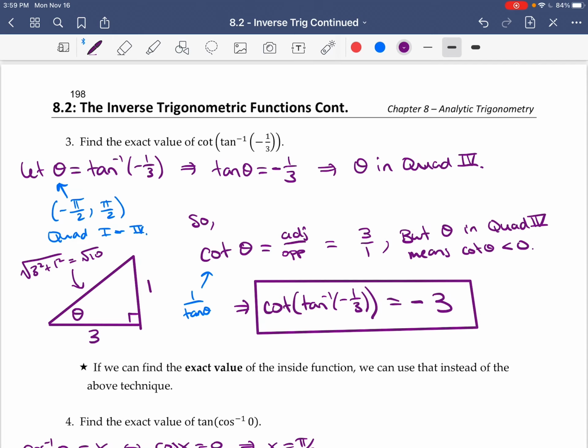Now again, you could have situated the triangle in the plane and then taken into account the negative. That's up to you. Either way is fine. You just want to make sure that you think about whether or not the trig function should be negative in that particular quadrant.